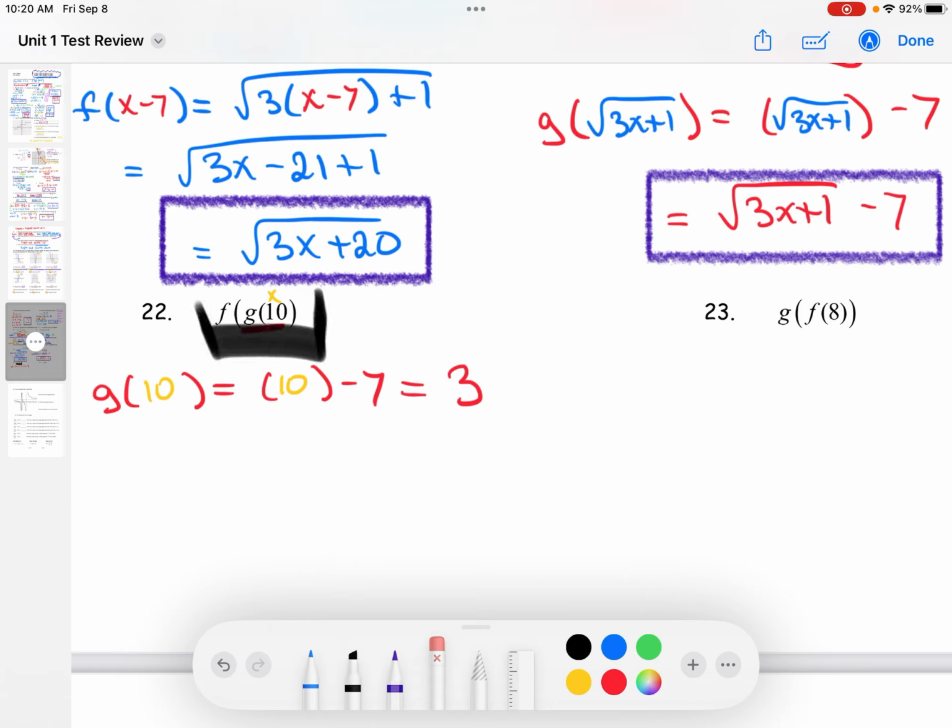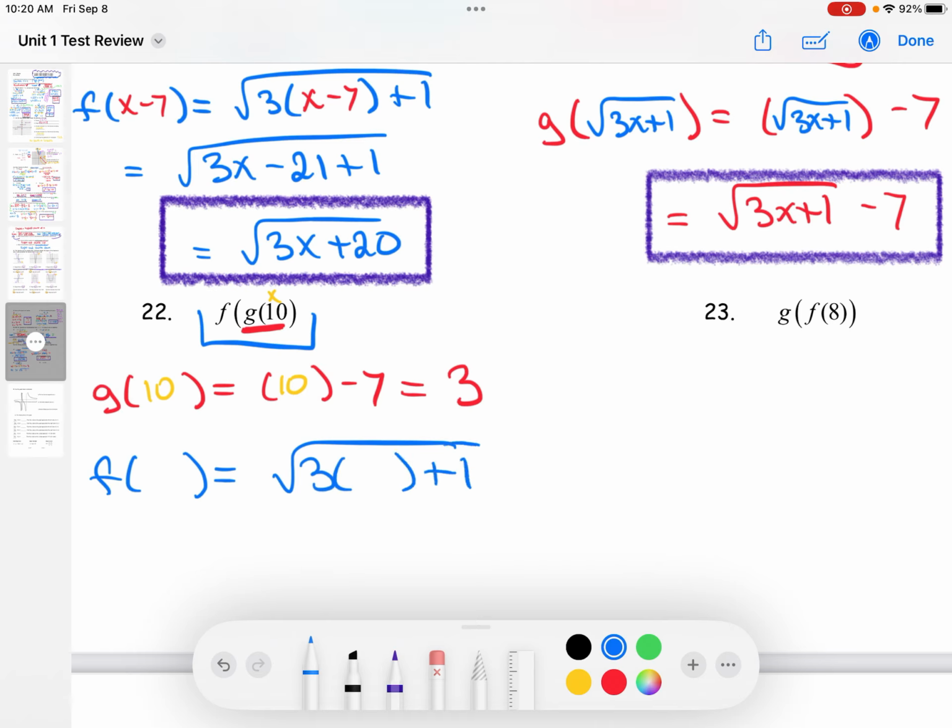And now we need to do the f function. The f function says square root 3 times stuff plus 1. The stuff we're plugging in is what g of 10 equaled, so it's the 3 we got in the first step. This 3 went right here. Simplifying this, 3 times 3 is 9 plus 1. This is square root of 10.